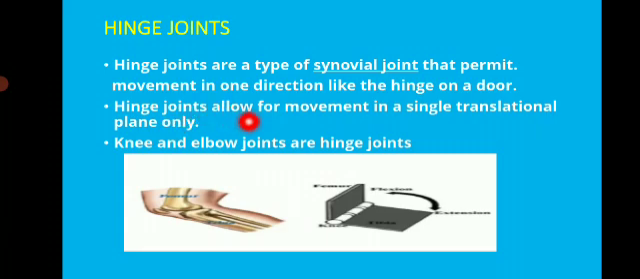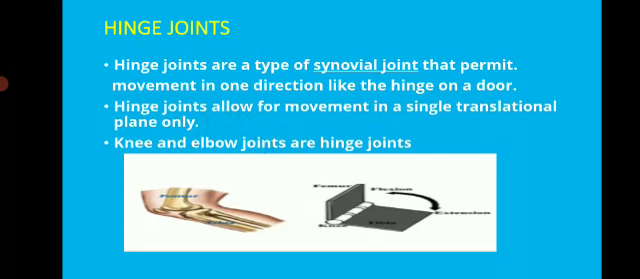The hinge joints allow for movement in a single translational plane only. The knee and elbow joints are hinge joints because they permit movement in one direction. So these are the hinge joints.